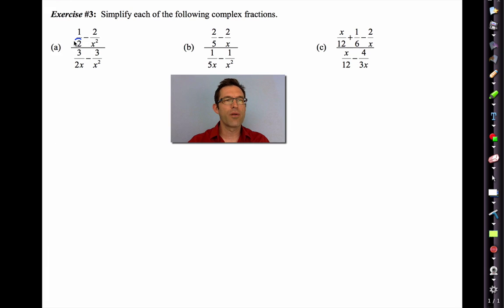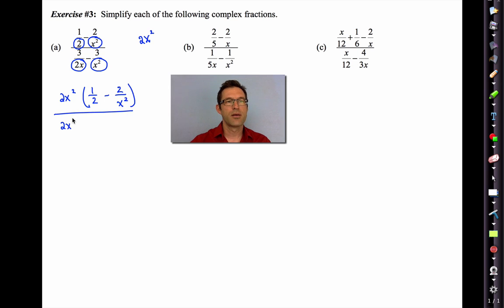Let's take a look at all the little denominators. I have a 2, I have an x squared, I have a 2x, I have an x squared. What's going to cancel a 2 is a 2. What's going to cancel an x squared is an x squared. But an x squared will also cancel an x. So I'm going to use 2x squared. All right. And I'm going to multiply that by the numerator and by the denominator.